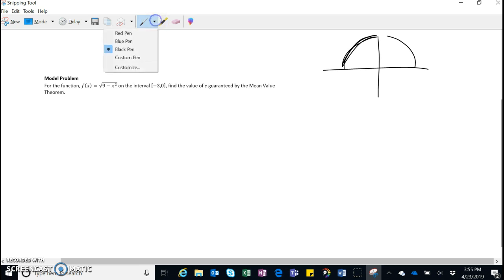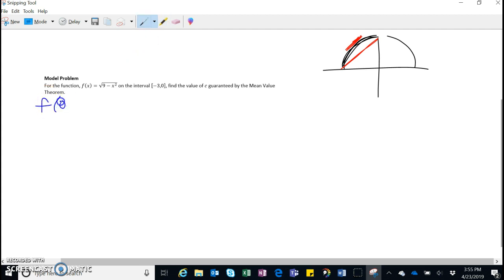So what I want to try and do is show that the slope between my endpoints, -3 and 0, is the same as the slope of some tangent line within that same interval. So the first thing I want to do here is show that I know how to find my slope.